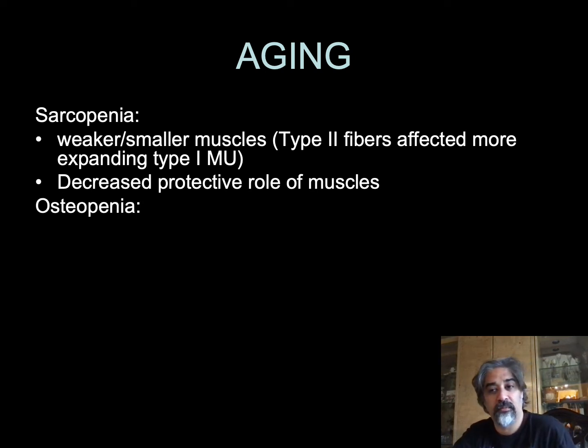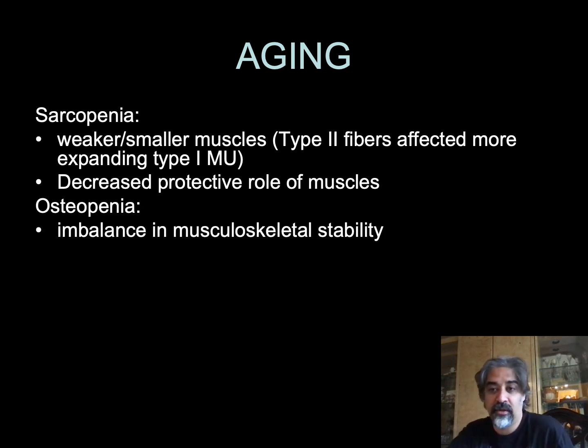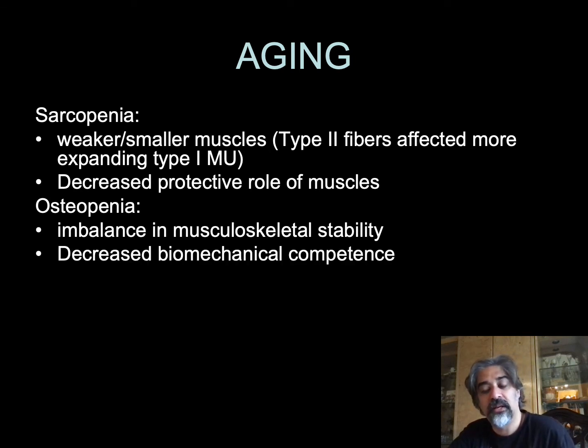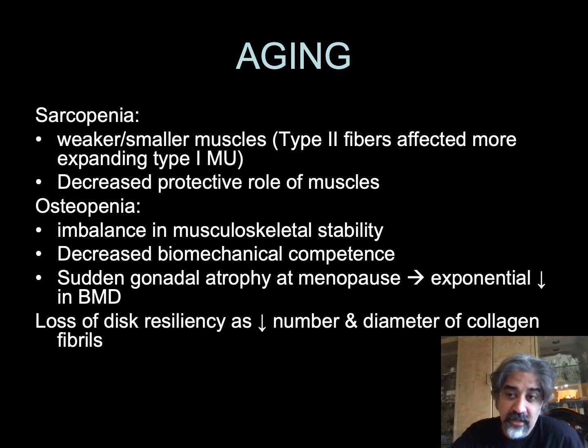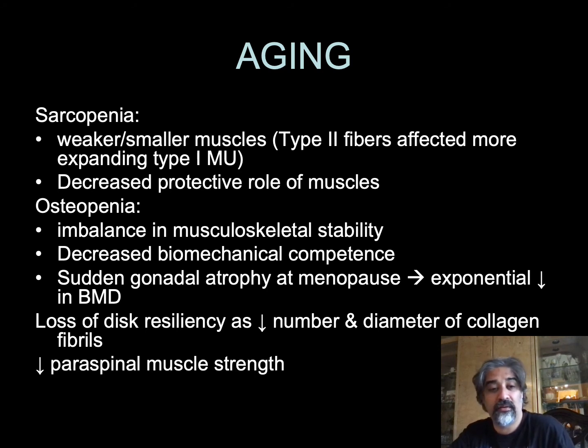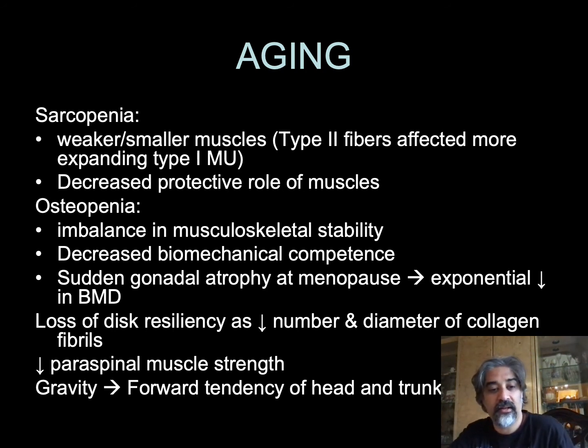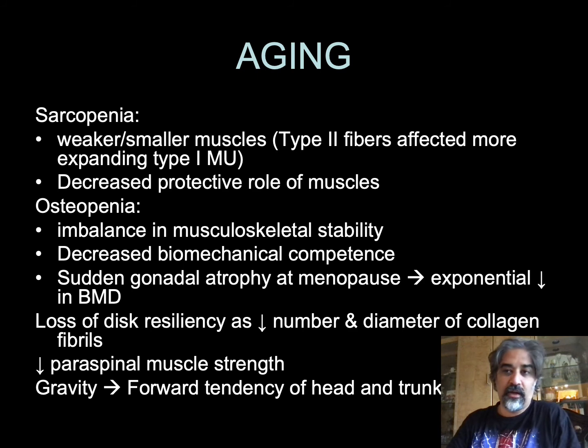And then we can talk about osteopenia, and this leads to an imbalance in musculoskeletal stability. You get decreased biomechanical competence. Sudden gonadal atrophy at menopause leads to an exponential decrease in bone mineral density. You lose disc resiliency as you decrease the number and diameter of collagen fibrils. You get less paraspinal muscle strength because of progressive weakening. And then gravity has a tendency to push us forward like this and down, so that also contributes to kyphosis.